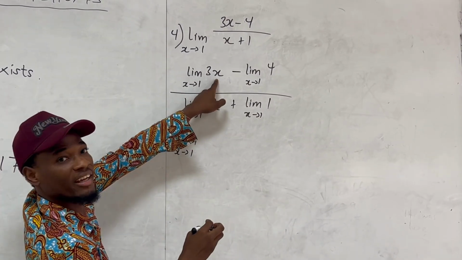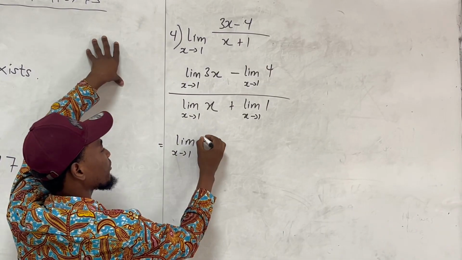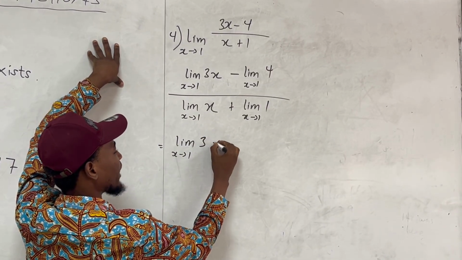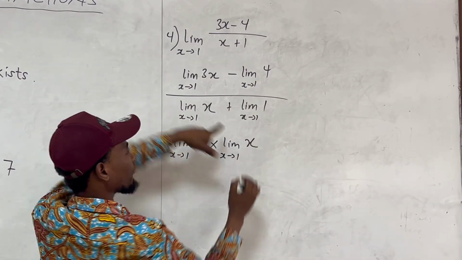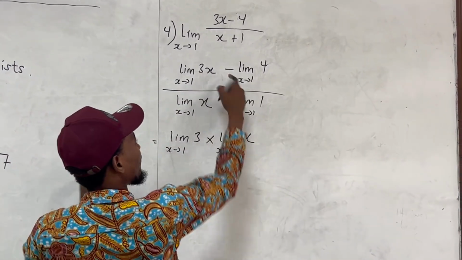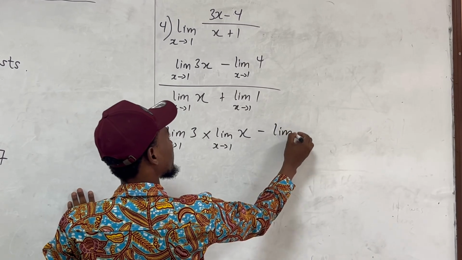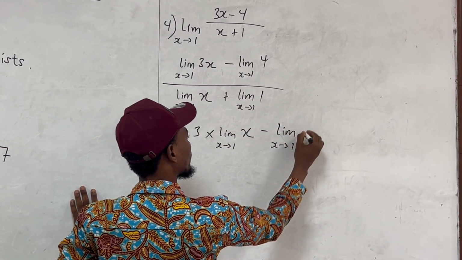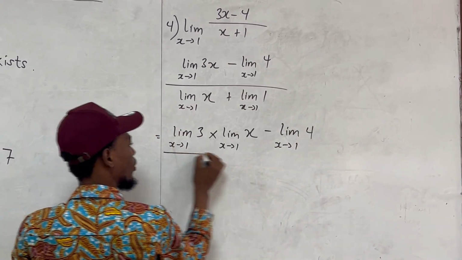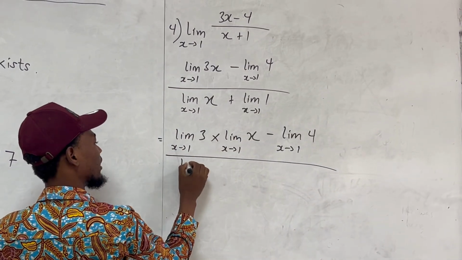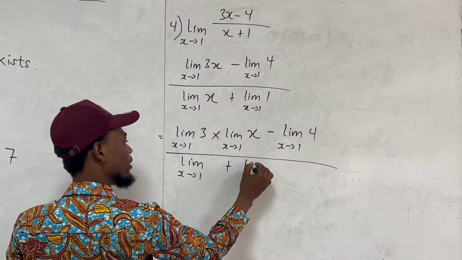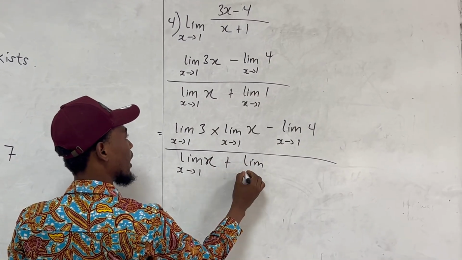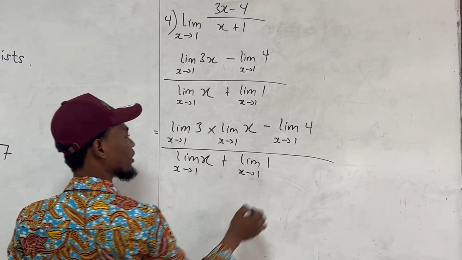We have 3x, which means 3 times x. So I have 3 times the limit as x approaches 1 of x, then minus the limit as x approaches 1 of 4, then all over the limit as x approaches 1 of x, plus the limit as x approaches 1 of 1.